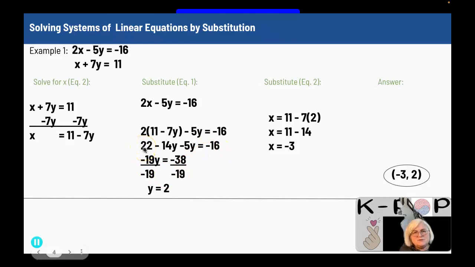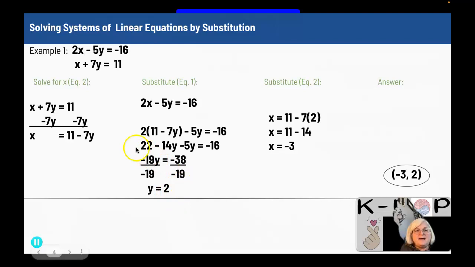So 22, if I move that to the other side, I'm going to be subtracting it. Negative 22 and negative 16 is a negative 38. And negative 14y and minus 5y gives me a negative 19y. So I have negative 19y equals negative 38. I want to get the y alone. I divide both sides by negative 19. Y will equal 2.